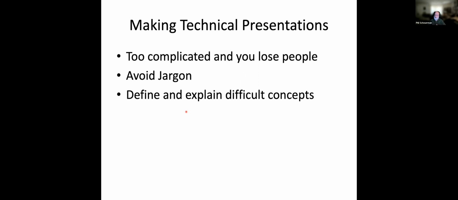When we're presenting to wide audiences, we need to remember that we have people with varying skills and understanding of the discipline. So if we make things too complicated, we're going to lose people. We need to avoid jargon. Where technical terms and jargon are important, you need to define them very carefully and very clearly. And you want to define and explain difficult concepts to the part of your audience that you expect is going to know the least about that.